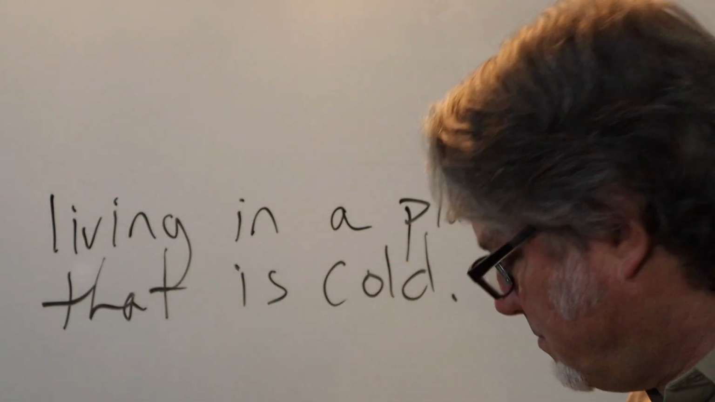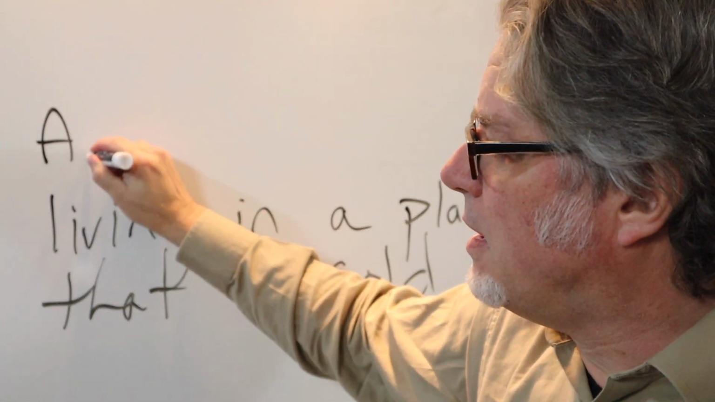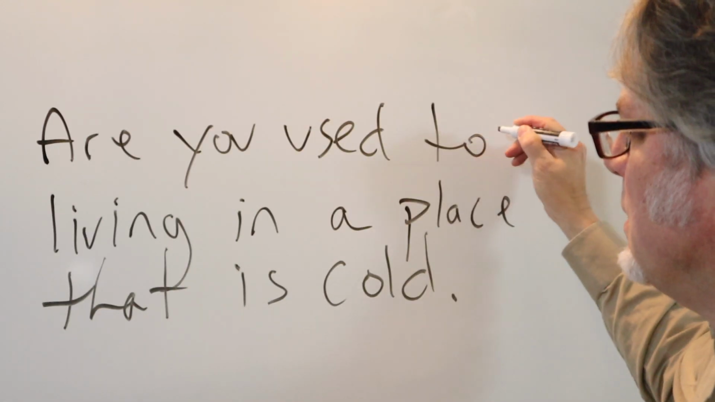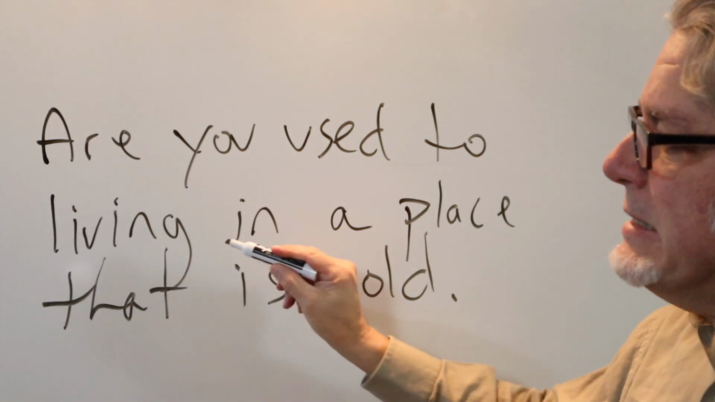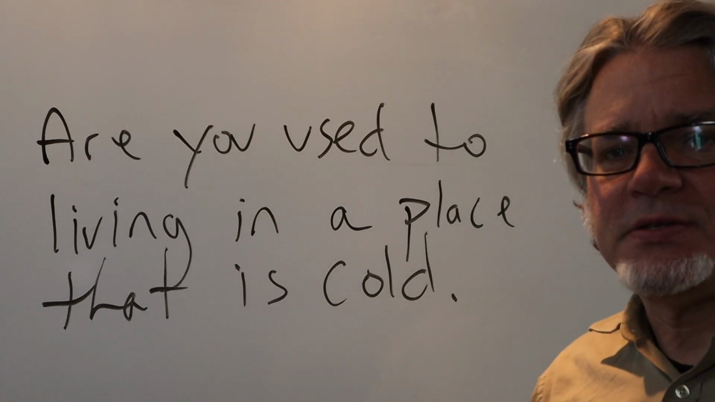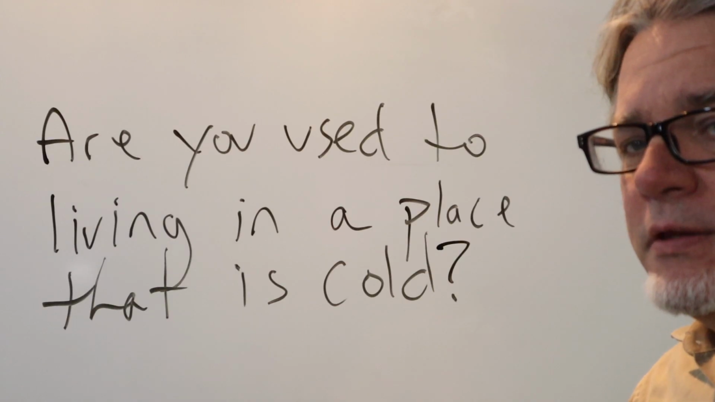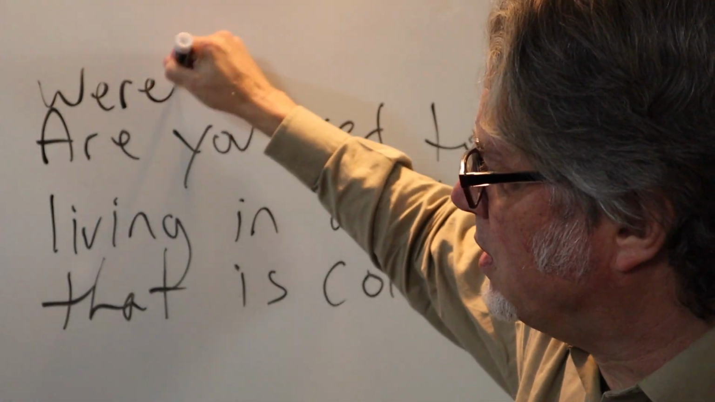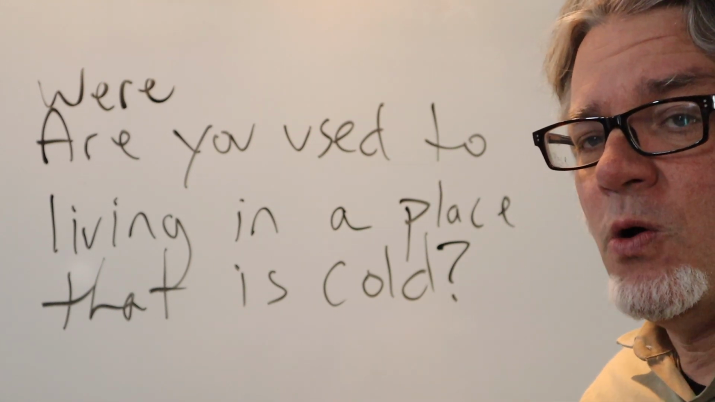To make a question, put the verb be first. Are you used to, and then the activity or the situation. This is a gerund. Are you used to living in a place that is cold? And there should be a question mark there. This could be in the past tense. I would just change are to were. Were you used to living in a place that is cold?